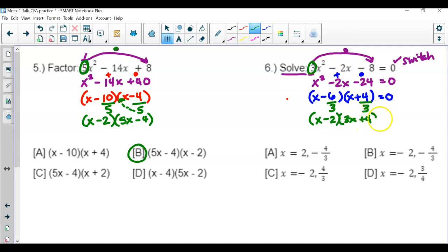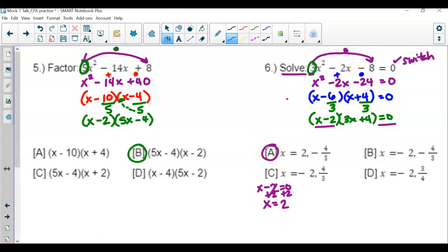3x plus 4 is equal to 0. Now that we're solving, x minus 2 is equal to 0. So that means if x minus 2 is equal to 0, then x is equal to positive 2. And again, that's from solving. So now I know x is positive 2. So that means truly from test taking, the only answer is A.